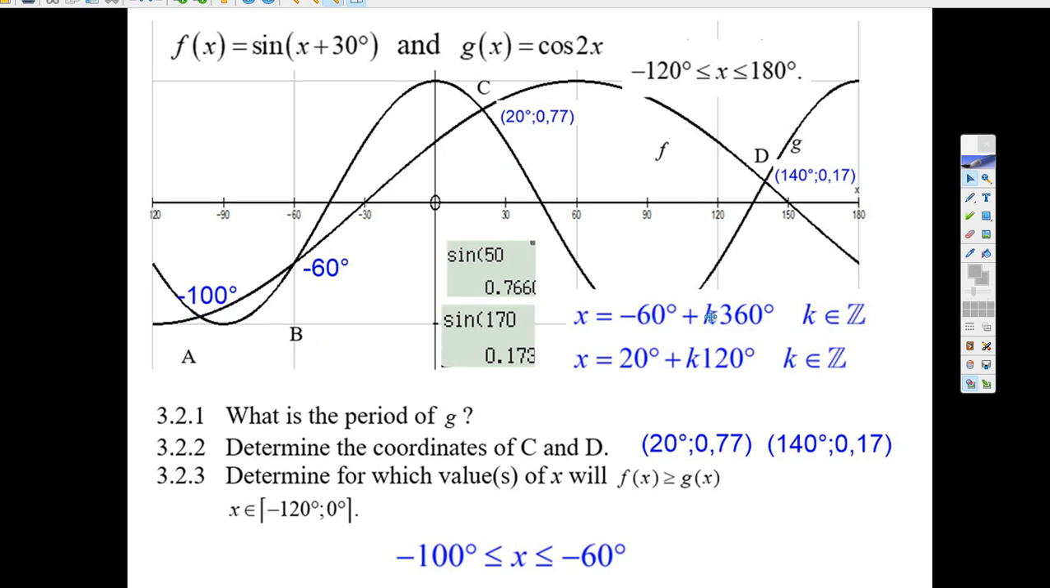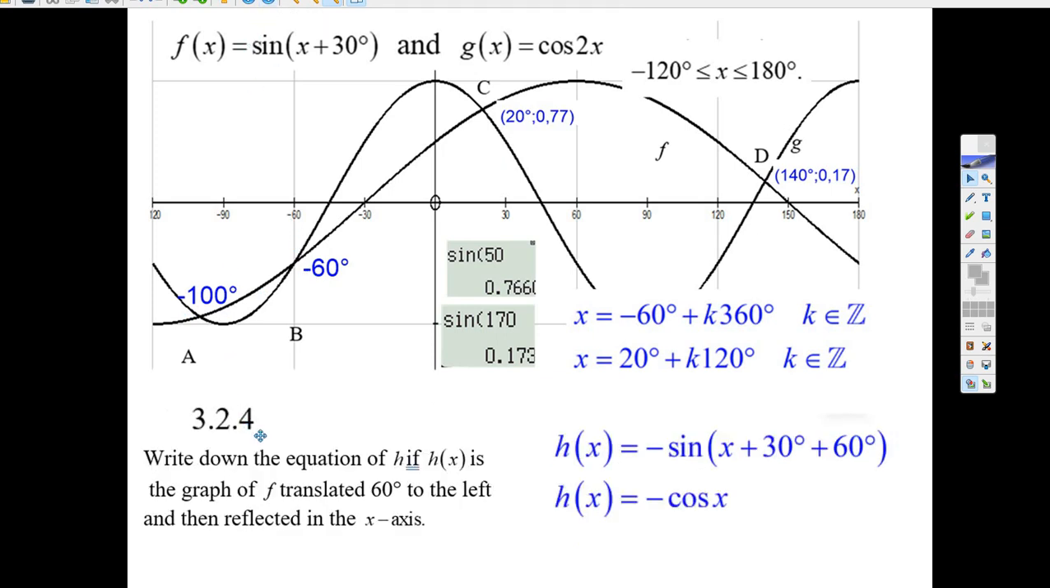And minus 60 degrees when k is 0. Those are the places where they equal each other. The solutions to our last question, where do they equal each other? Where do they cross? Well, that's the place where f is greater than g. Look, you can see f is above g. There's g, there's f. F is greater than g in between minus 100 and minus 60.